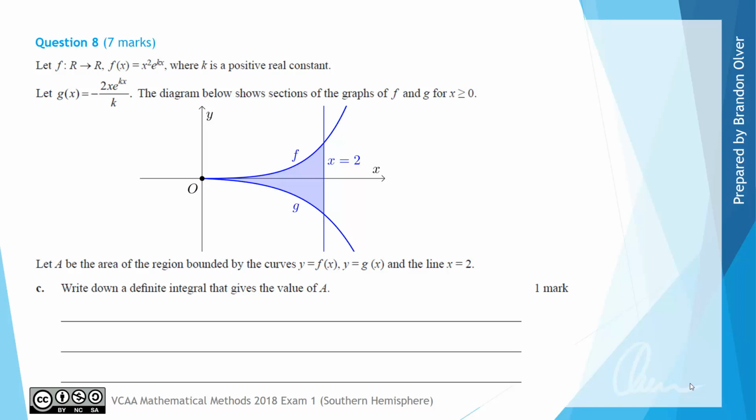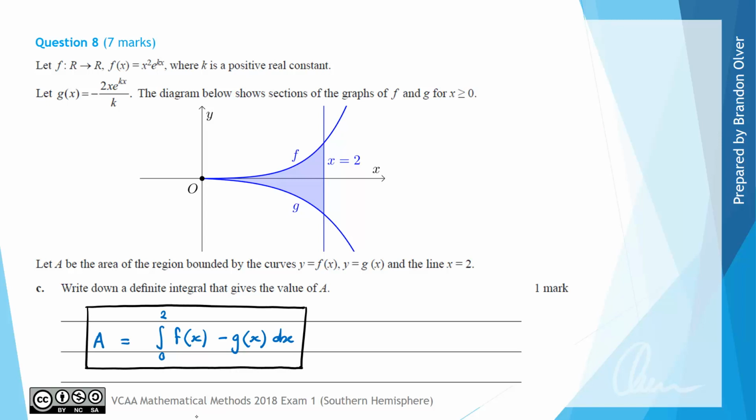For part A, we're asked to write down a definite integral that gives the value of A. So we know that A is simply the area between two curves, so we're going to integrate between the lower bound of 0 and the upper bound of 2 of the upper function f of x minus the lower function, which is g of x, with respect to x. So that is a suitable answer to part A of this question.